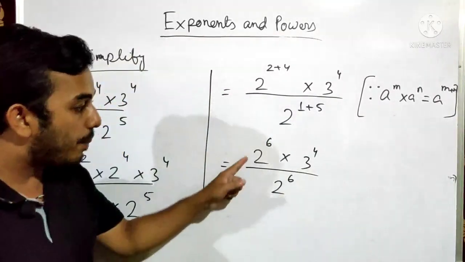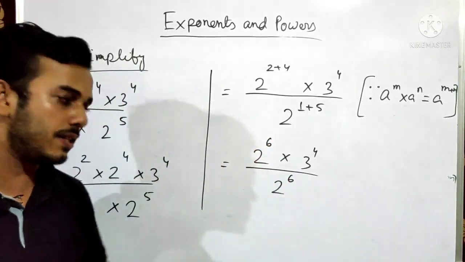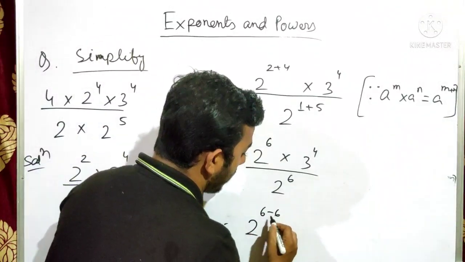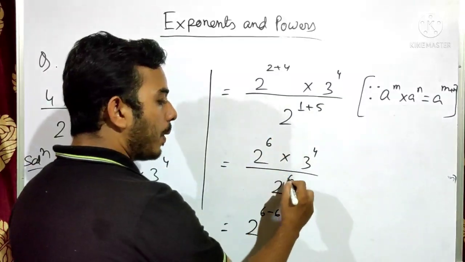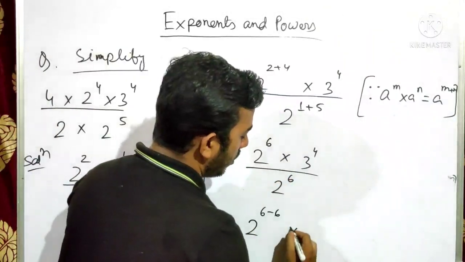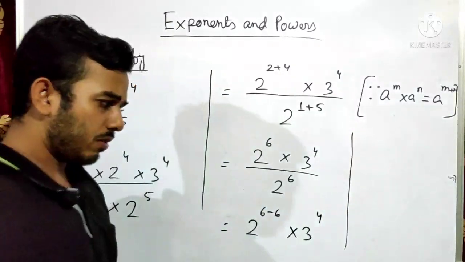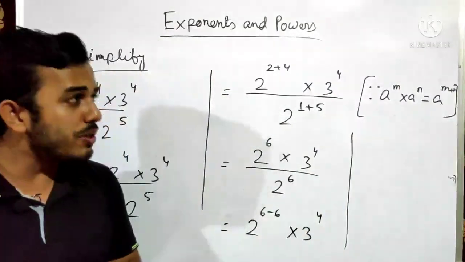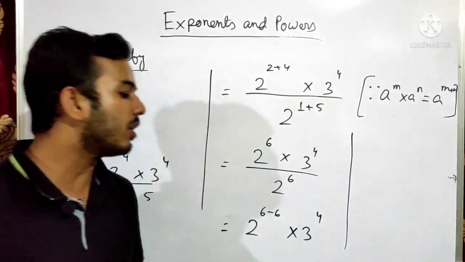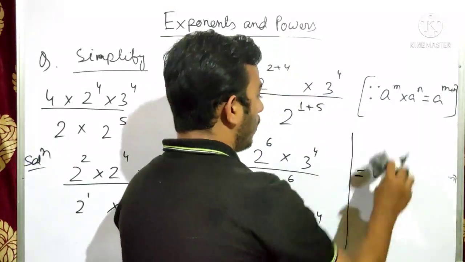Now look here, a power m divided by a power n. It can be written like this: 2 power 6 minus 6, because a power m divided by a power n means a power m minus n. Next, what is left? Into 3 power 4. Clear? We have used the relation a power m divided by a power n equals a power m minus n. Now 6 minus 6 is how much? 6 minus 6 is 0, so it will be 2 power 0.